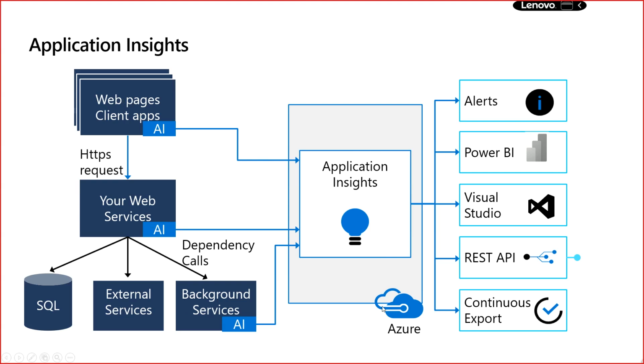And in Application Insights in Azure, we can have alerts created, we can have Power BI reports created, we can integrate our App Insights with Visual Studio, and we can integrate it with some other external API. We can do a continuous export and push those telemetry data into a different system. And this is how your application level log goes into Azure.